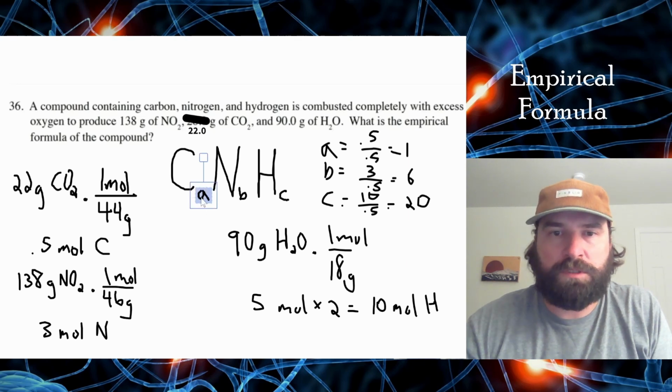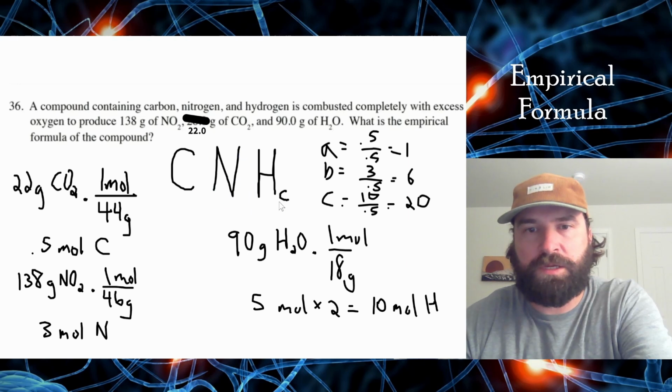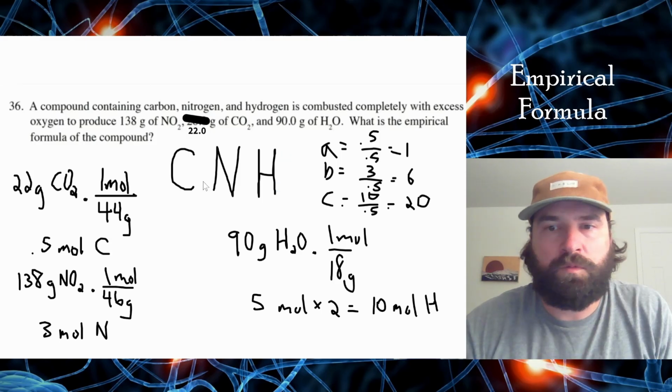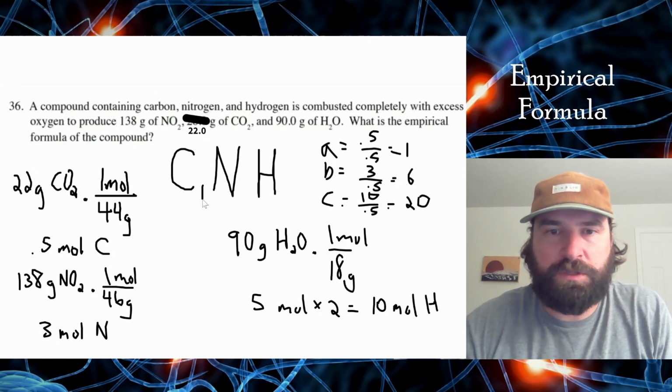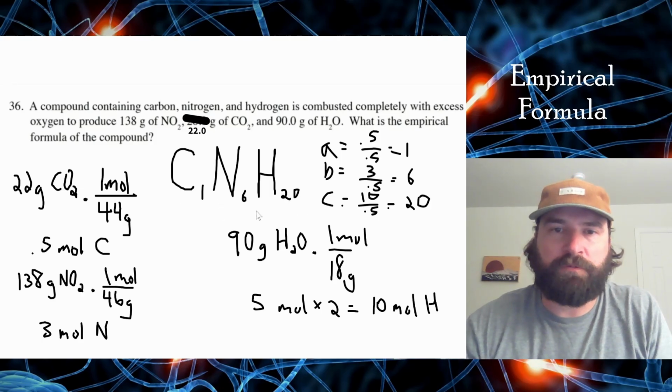So our compound should have these subscripts. Take out A, take out B, take out C, and replace those with the numbers we came up with. So that's 1, 6, and 20. And this should be the empirical formula of our compound right here.